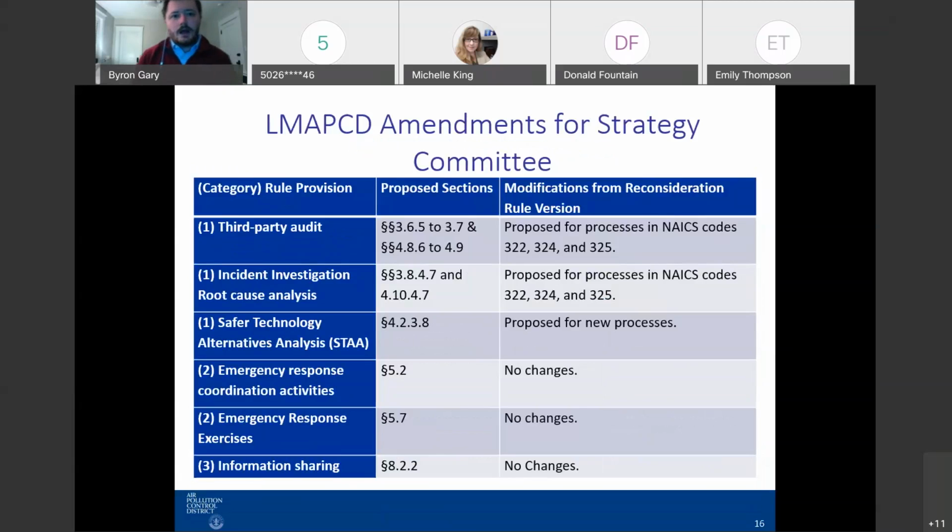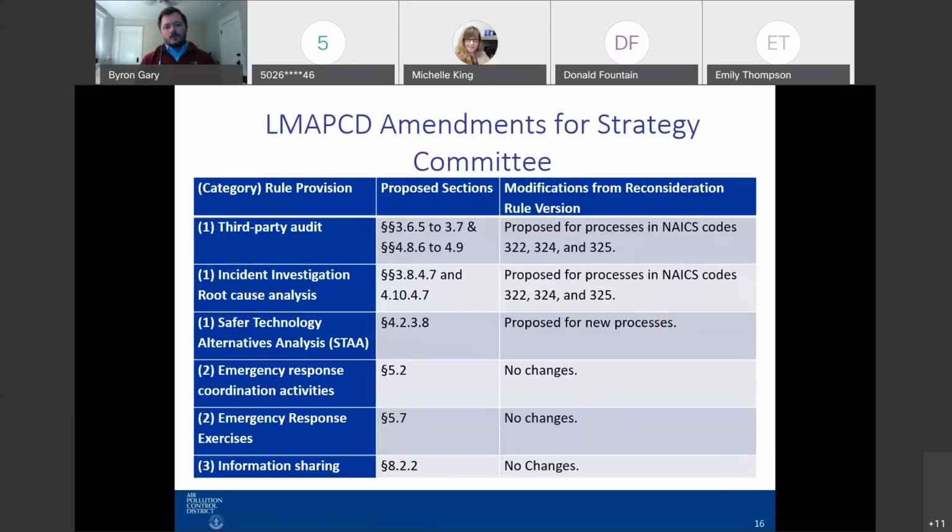And then finally, the draft amendments that we have posted to our website and shared through our listserv, and will be presenting to our strategy committee next Wednesday morning, are sort of a hybrid between the RMP amendments and the reconsideration rule. With regard to the third-party audit and incident investigation root cause analysis, again, these are the requirements for additional analysis after a reportable accident or a catastrophic release or near miss.